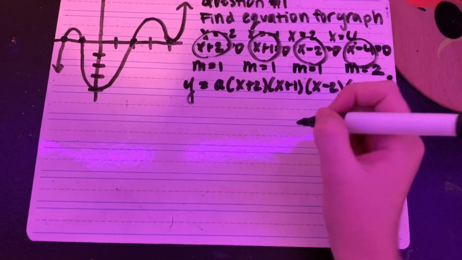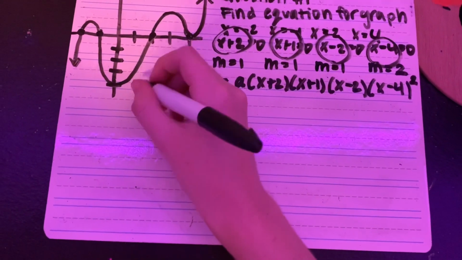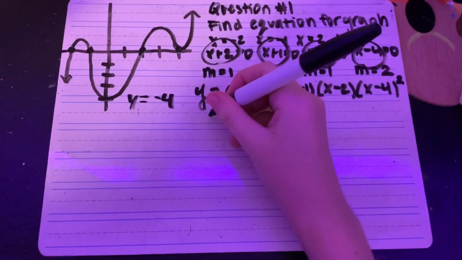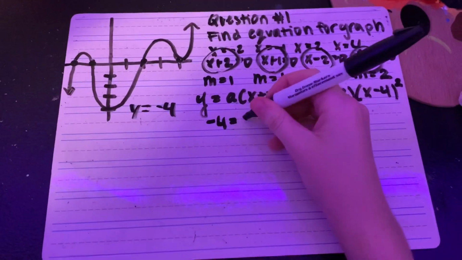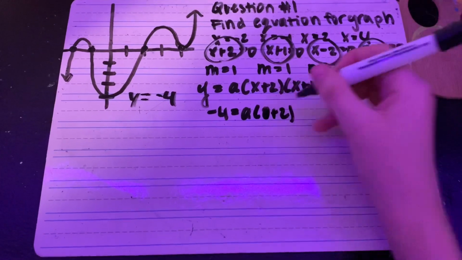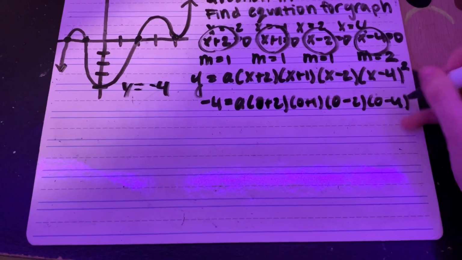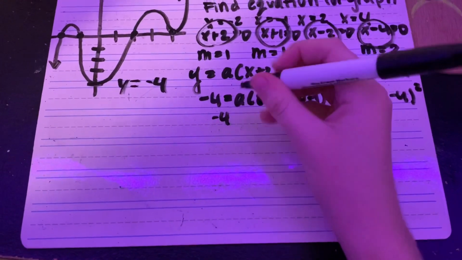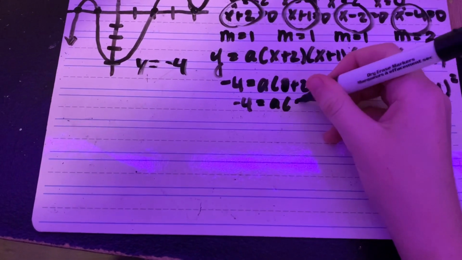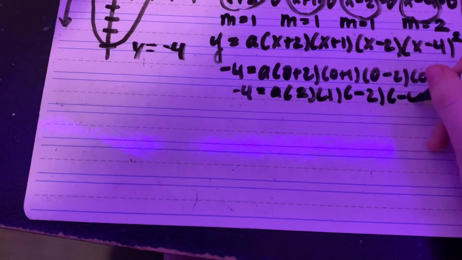And then next we have to find a. To do that, we have to use the y-intercept, which is -4. So we're just going to take the y-intercept and put it in as y. And then we're going to plug in 0 for all of the x's so we can solve for a. So 0 plus 2, 0 plus 1, 0 minus 2, 0 minus 4 squared. So from that we just get -4, which equals a times 2 times 1 times -2, then times -4 squared.